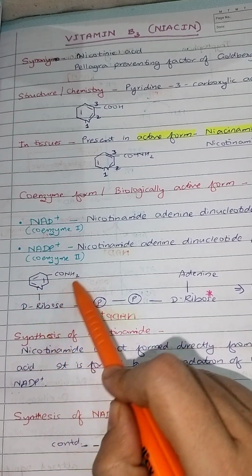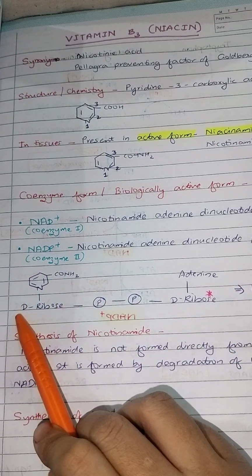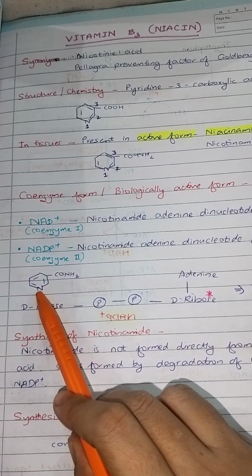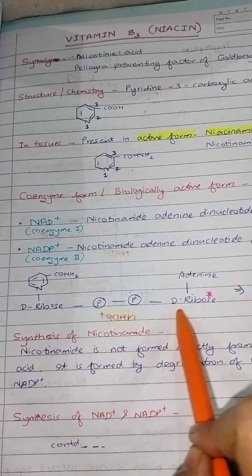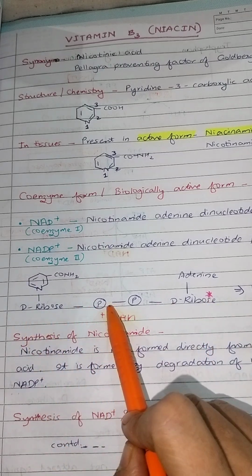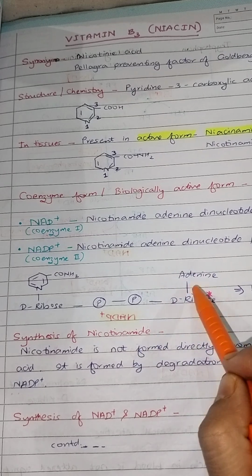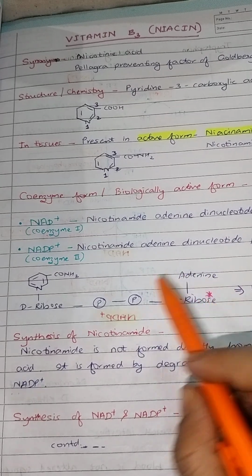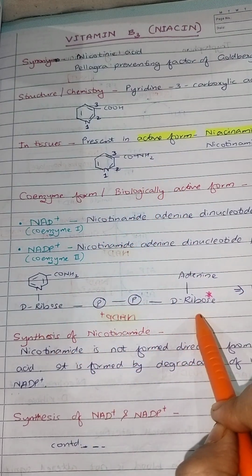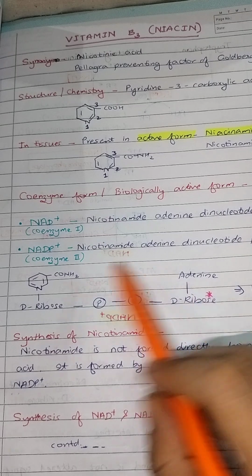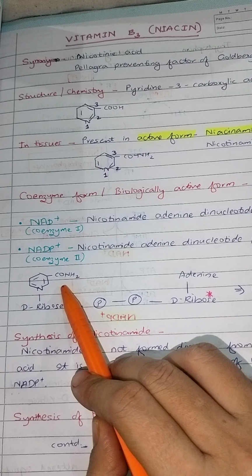So the structure of this is nicotinamide. We have already seen this part is nicotinamide. It consists of a D-ribose attached at the nitrogen of the pyridine ring, then 2 phosphate groups, then another D-ribose. So this is the structure of NAD plus. And in the D-ribose another adenine group is attached. So the complete structure of the active form consists of 2 ribose sugars, 2 phosphate groups, an adenine group, and a nicotinamide ring structure.